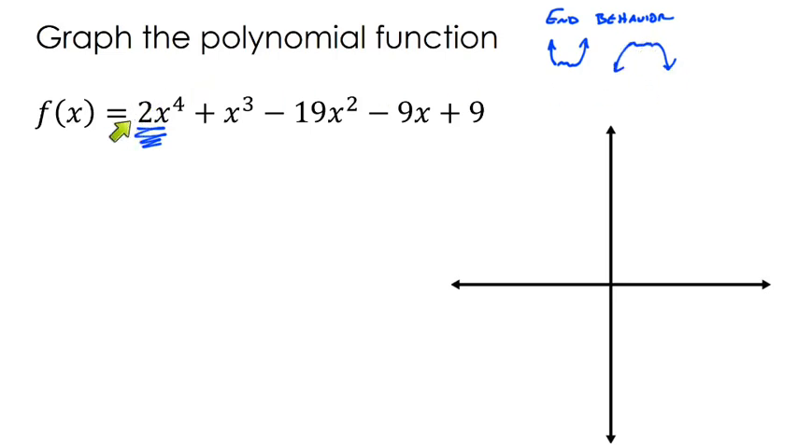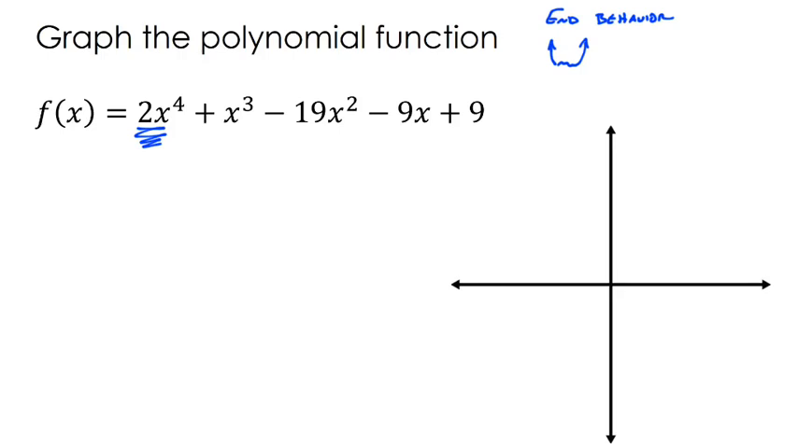And then I've got to look at that leading coefficient. Our leading coefficient is a positive 2, so that means it's going to be this situation right here. Our function is going to increase as it goes to the left, and it's going to increase as it goes to the right. So I'm going to erase that other one. So we've kind of got our end behavior. Now let's find our zeros.